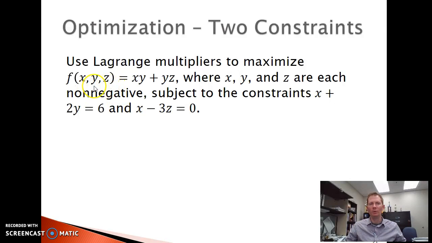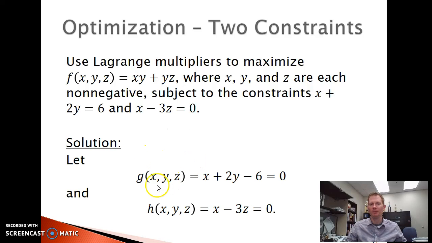The function we're going to work with is f of x, y, z equals xy plus yz, where x, y, and z are each non-negative, subject to two constraints, the first being x plus 2y equals 6, and the second being x minus 3z equals 0. So we will need to rewrite each of these constraints as functions of three variables. So the first one, g, would be x plus 2y minus 6 equals 0, and the second one, h, would be x minus 3z equals 0.